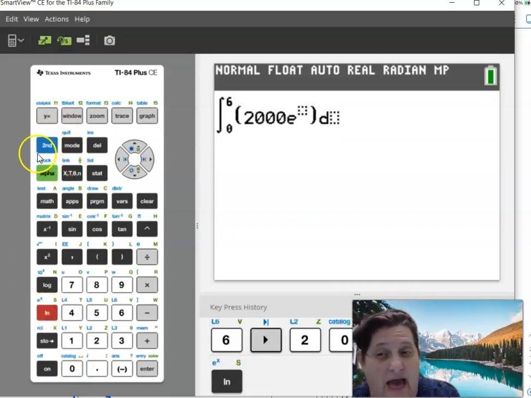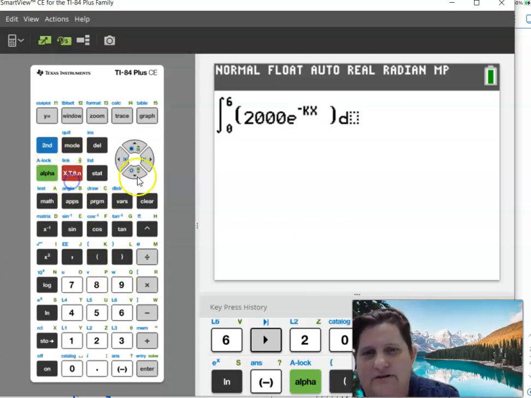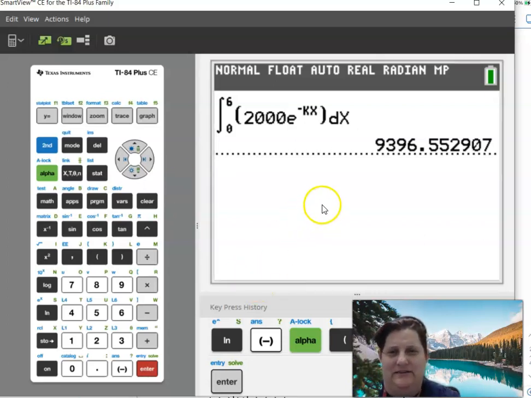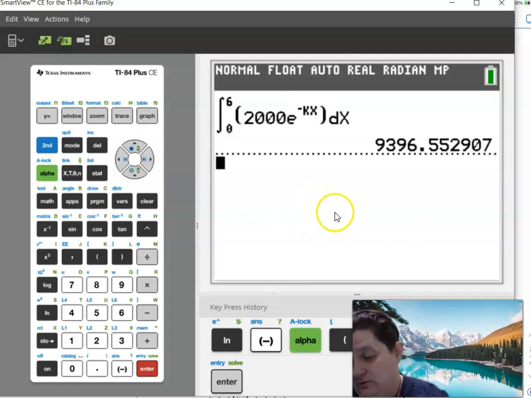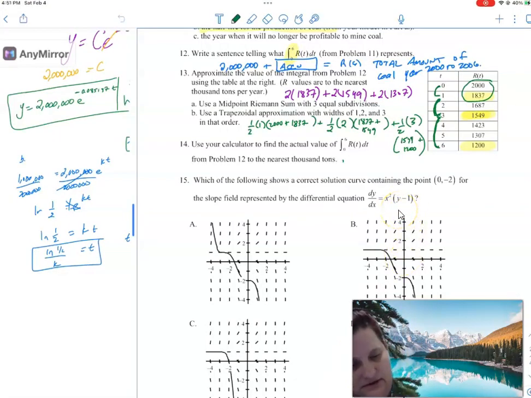E to the k, I'm not going to type it again, but I do remember that I accidentally didn't make my k negative, so that's annoying. E to the k t, where t is x, dx. So between 0 and 6, you know how much coal we got? We got 9396, like 100,000 or whatever, okay? 9396, right? So then I just go, okay, yeah, I got 9396. I guess it could round up, but that's fine.